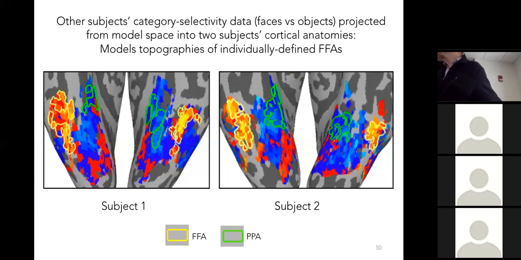You can see it maps remarkably well onto the individually defined FFA. But these maps are from other subjects' localizers. And it's even capturing the idiosyncratic shape of the FFA in each subject. So this FFA has a quite different shape from the other subject's FFA. But mapping the same vector from the common model space, virtually the same vector, from other subjects into their anatomies picks up the details of how the FFA is configured in the individual anatomy.